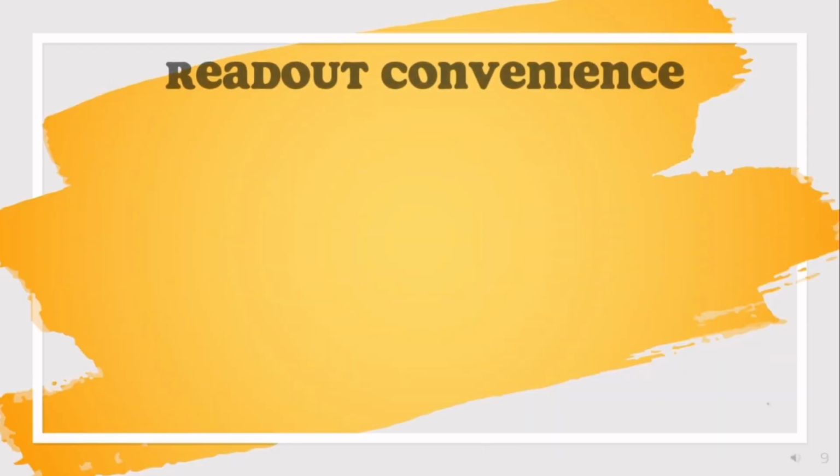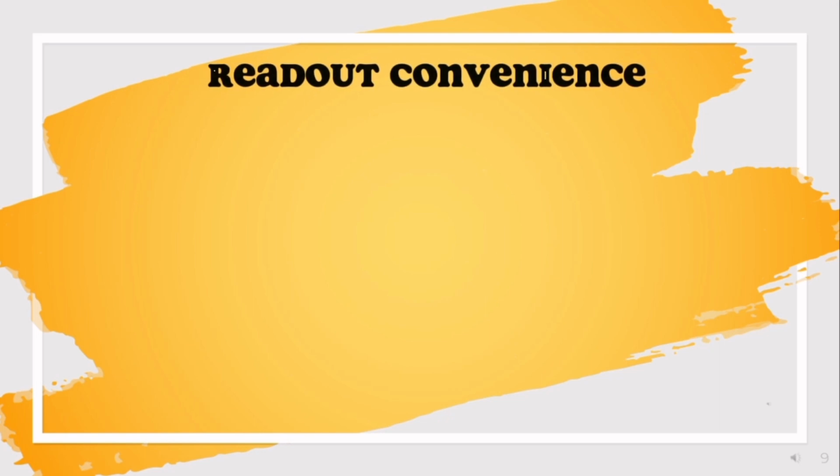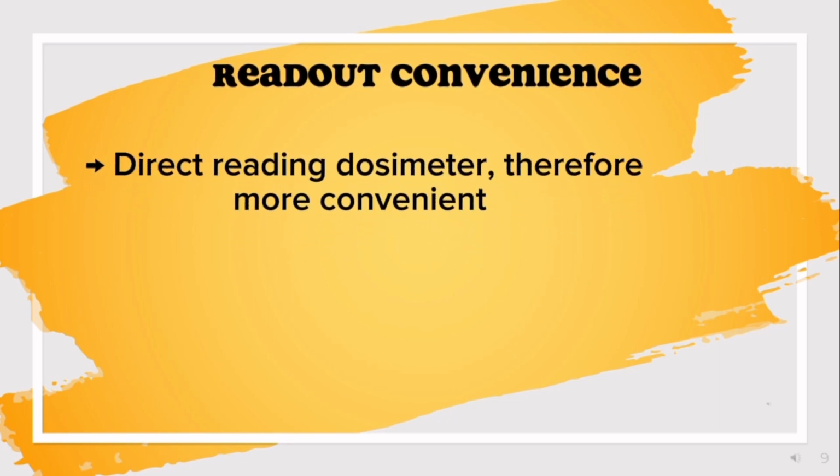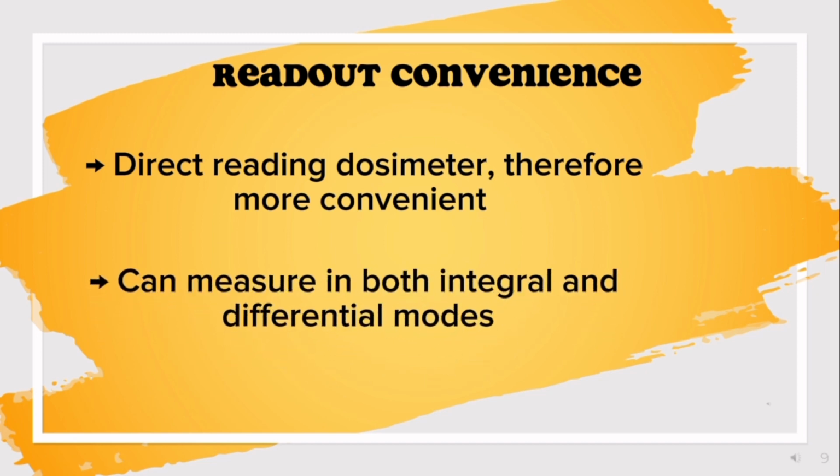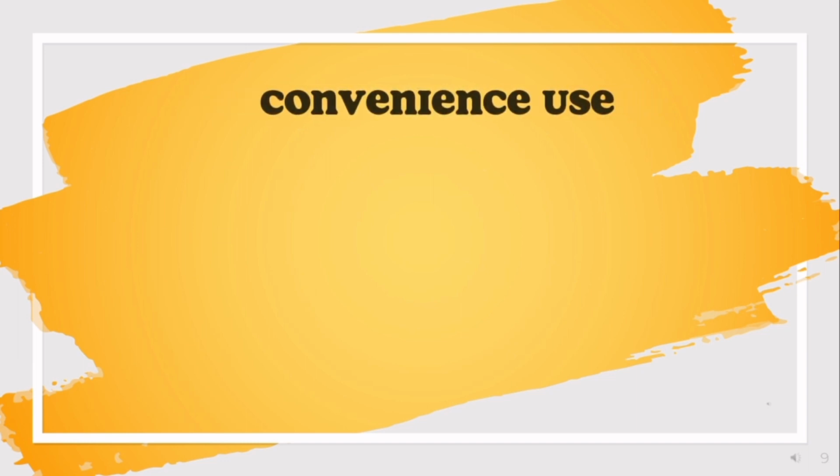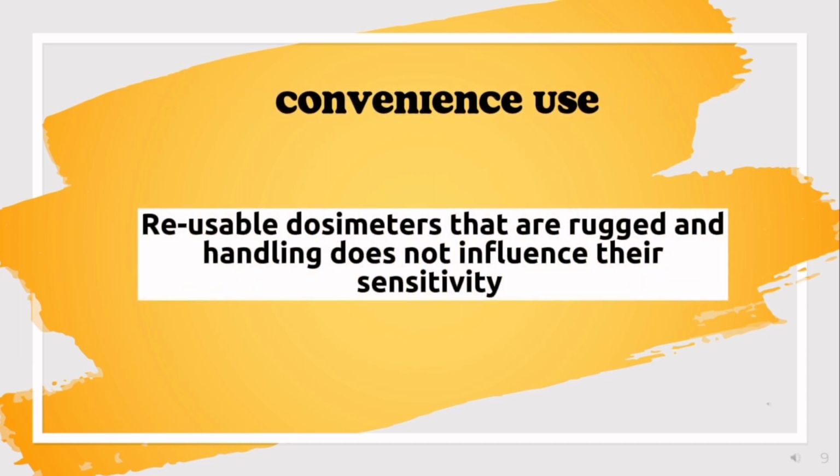Lastly, readout convenience and convenience of use for ionization chamber. Ionization chambers are direct reading dosimeters and generally more convenient compared to passive dosimeters, where the passive dosimeter is read after due processing following the exposure, such as thermoluminescent dosimeters and films. Ionization chambers can also measure in both integral and differential modes. Another property is that ionization chambers are reusable with no or little change in sensitivity within their lifespan. That is why ionization chambers are quite rugged dosimeters.